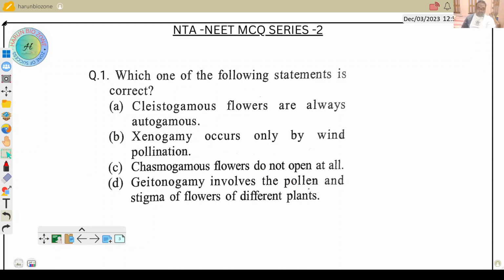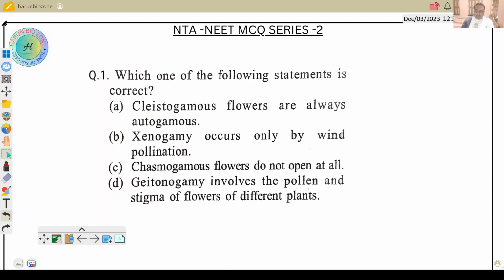Cleistogamous means the flowers that remain in bud condition, or the flowers are closed and do not open. This is called a cleistogamous flower. And autogamous means this is one type of pollination where self pollination occurs in a flower. Option B is genogamy. Genogamy occurs only by wind pollination. What is genogamy? Genogamy is a cross pollination where the pollination occurs between two different flowers of different plants.